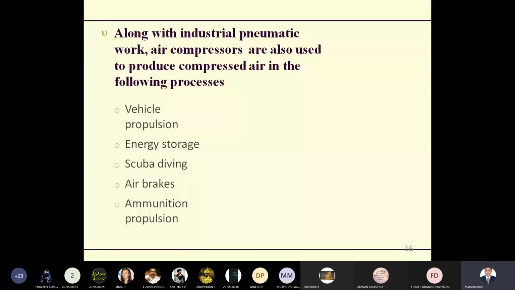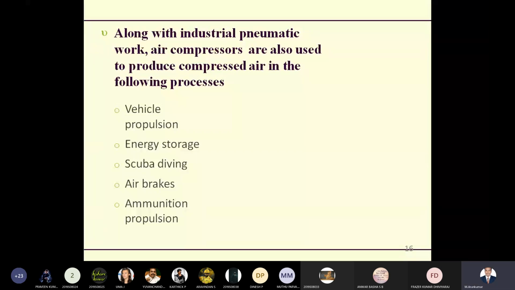So other than the industrial applications, we have these applications also. The vehicle propulsion can be made by compressed air. Then energy storage can be done in compressed air. Then scuba diving, you know very well. This scuba diving is one of the main applications of compression. Then air brakes are an application of compression. Then jet propulsion is also an application of this compressed air.